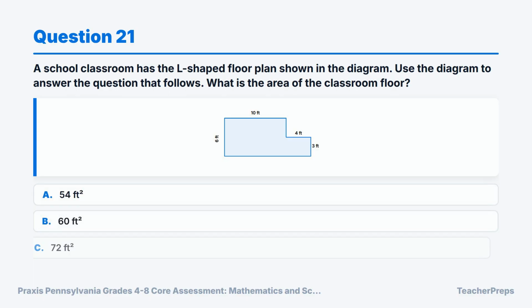Question 21. A school classroom has the L-shaped floor plan shown in the diagram. Use the diagram to answer the question that follows. What is the area of the classroom floor? Pause the video and select the best answer.